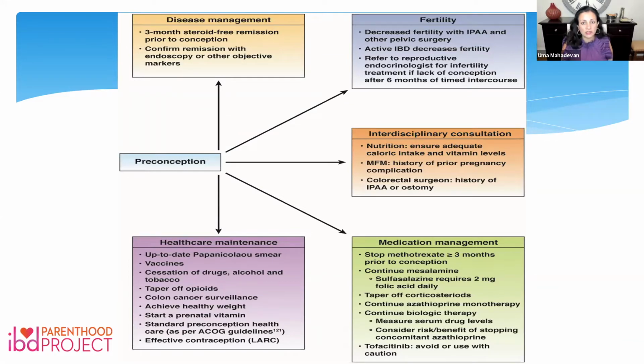First is disease management. They should be in a 3-month steroid-free remission prior to conception. That's very important because that amount of time is what has been shown to reduce the incidence of flares during pregnancy. And you want to confirm remission. For most of my patients, I will do some sort of endoscopy unless they've had one very recently that confirmed remission. Fertility in this patient population can be reduced if they've had surgery in the pelvis, and IVF may not work as well in the patient with IBD. So we usually wait 6 months of really trying, and if they fail, we send them to a reproductive endocrinologist at that point.